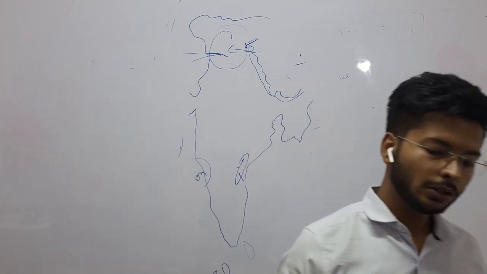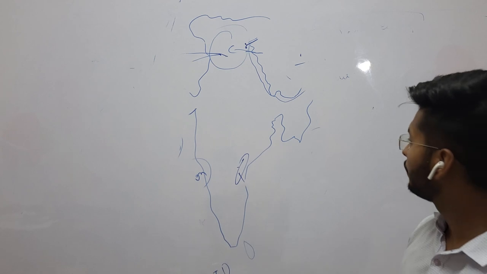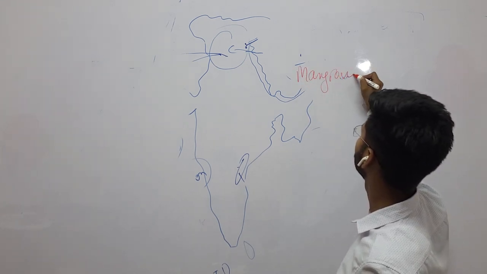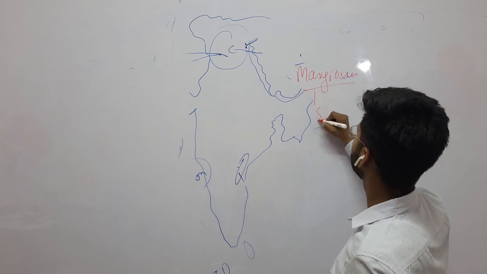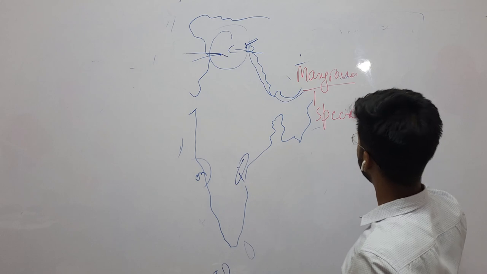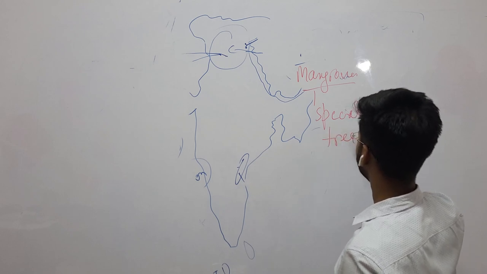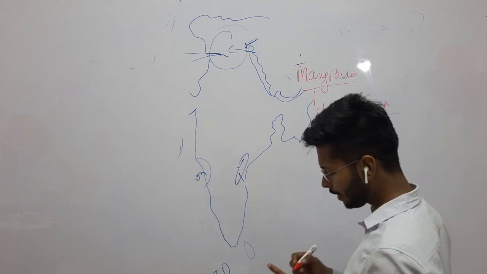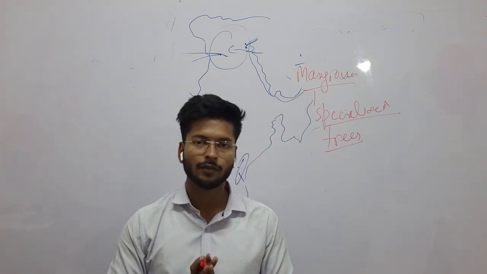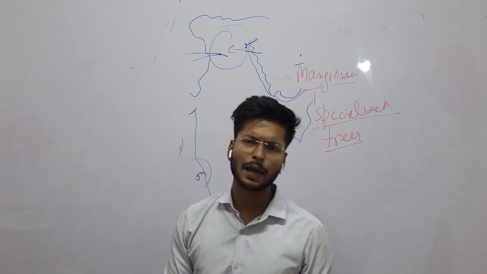Okay. So, mangroves. These are specialized trees. We have seen trees, okay. We all have seen forests. We have seen trees around us. What is the specialty of a tree?